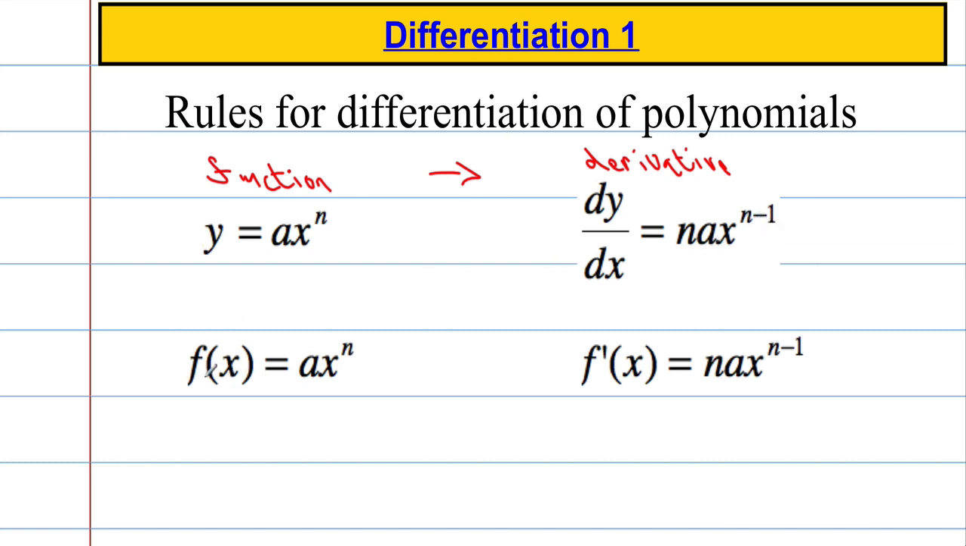Similarly, if the function is given in function notation f of x, and it's ax to the power n, so some polynomial of degree n, the derivative of that, sometimes called f dash x or even f prime x, again, same idea: the power comes down in front, we multiply by the coefficient of x, which is a in this case, and we reduce the power by 1. So formulas can look a little bit complicated at first. Let's see the process in action.